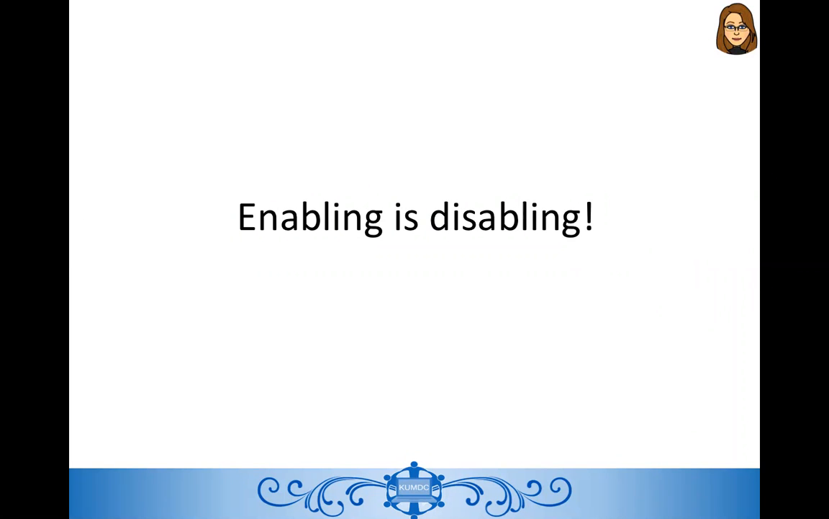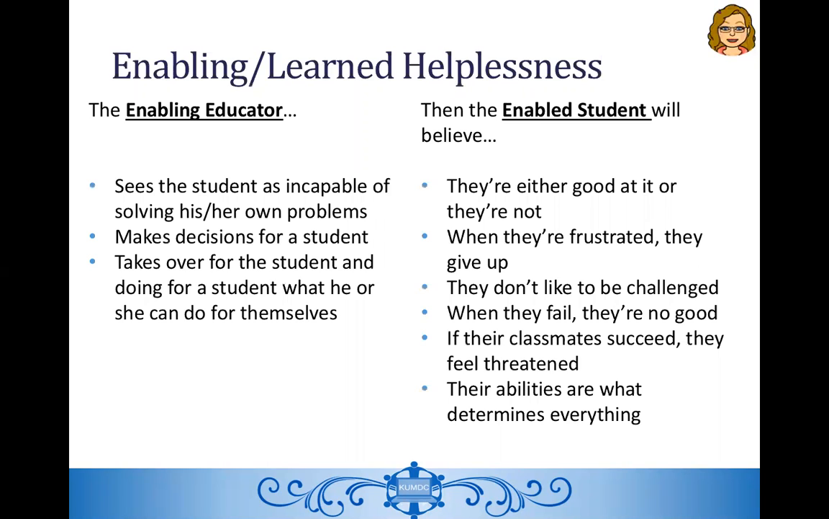So enabling is another way of saying learned helplessness, and it's a vicious cycle that reinforces itself. Because as our students consistently perceive that there's nothing they can do to control their outcome, they make less and less of an attempt to even try. So as their efforts dissipate, they fail. So enabling is disabling. And the enabling educator sees the student as incapable of solving his or her own problems. And so the enabled student will then believe they're either good at it or they're not.